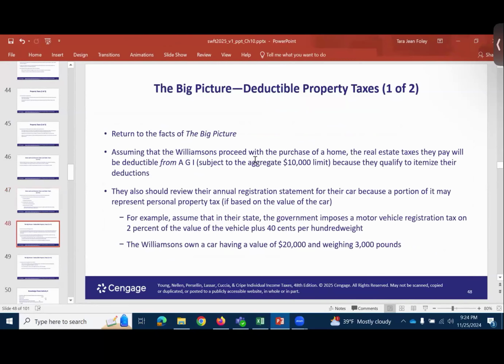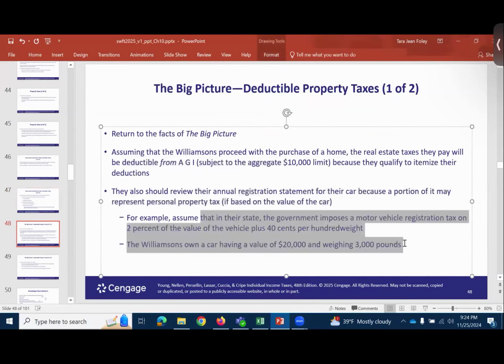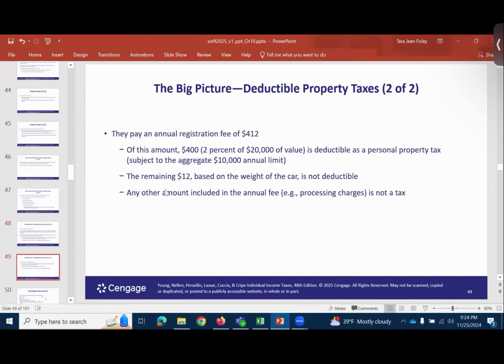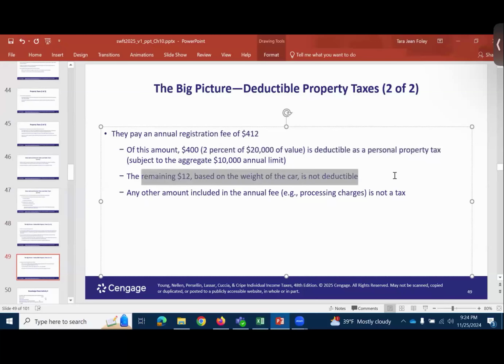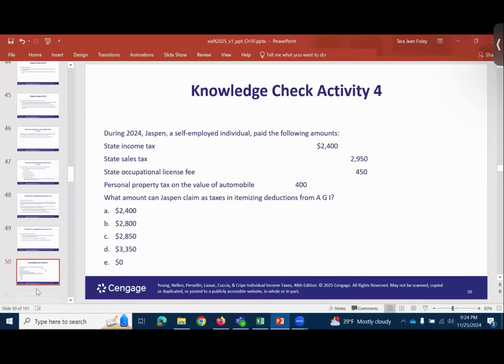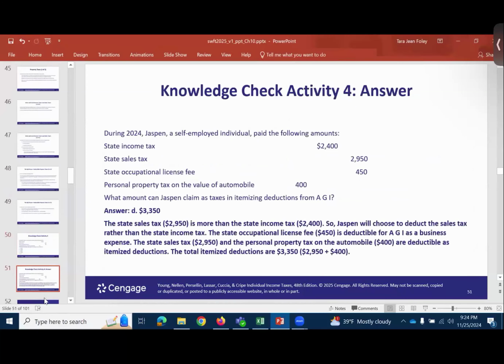Assuming the Williamsons use proceeds from the purchase of a home, the real estate taxes they pay will be deductible from AGI. They should review their annual registration to figure out their taxes for a car. They pay a registration fee of $412. Of that amount, $400, which is 2% of the $20,000 value, is deductible as personal property tax. The rest of it is not deductible because it's a fee based on the weight. There's a knowledge check for you.